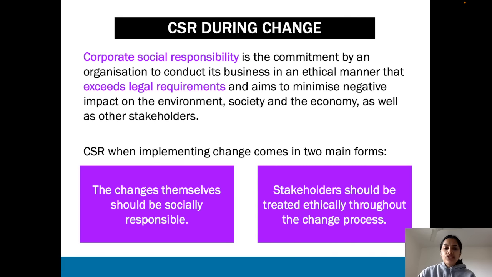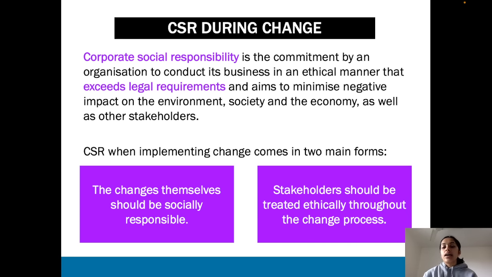Cool. And so with CSR, when implementing CSR in change, it comes in two forms. The change itself could be socially responsible. We'll go through some examples later, but if the business is looking at using renewables or changing its manufacturing methods to be more environmentally sustainable or to reduce their carbon footprint, those are examples of the change itself being socially responsible.